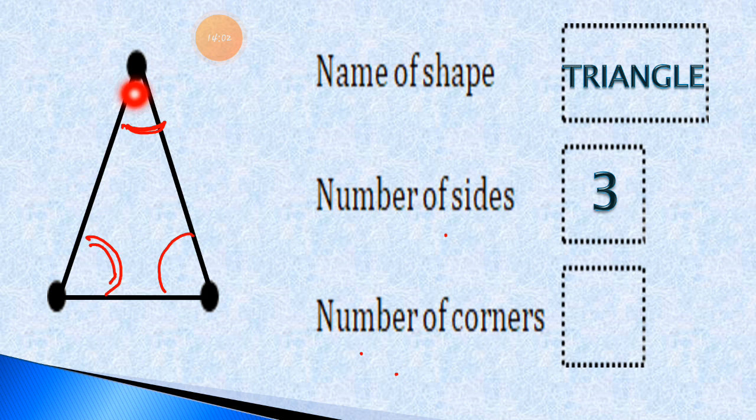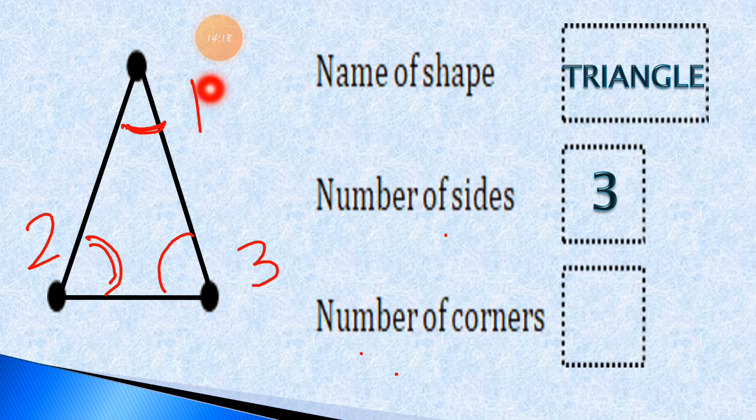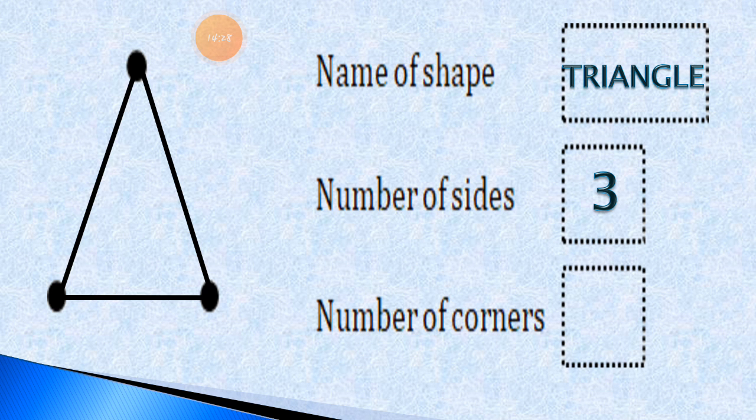This one is corner number 1. Here is corner number 2, and here is corner number 3. Total, this triangle has 3 corners. How many corners does this triangle have? There are 3 corners. Now the answer box is given. Number of corners. How many? So we find 3 corners in the triangle.